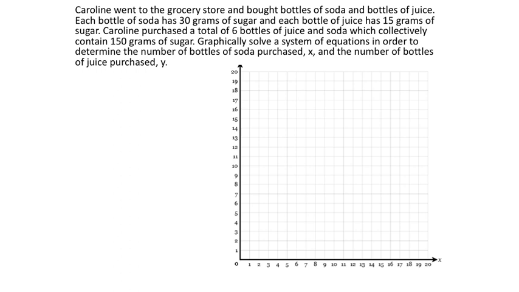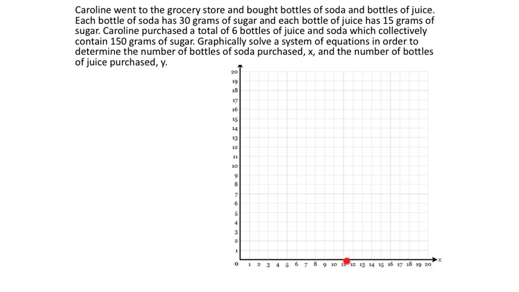So it says Caroline went to the grocery store and bought bottles of soda and bottles of juice. Each bottle of soda has 30 grams of sugar, and each bottle of juice has 15 grams of sugar. Caroline purchased a total of 6 bottles of juice and soda, which collectively contain 150 grams of sugar. Graphically solve a system of equations in order to determine the number of bottles of soda purchased, X, and the number of bottles of juice purchased, Y. So they're defining for us the X's and Y's.